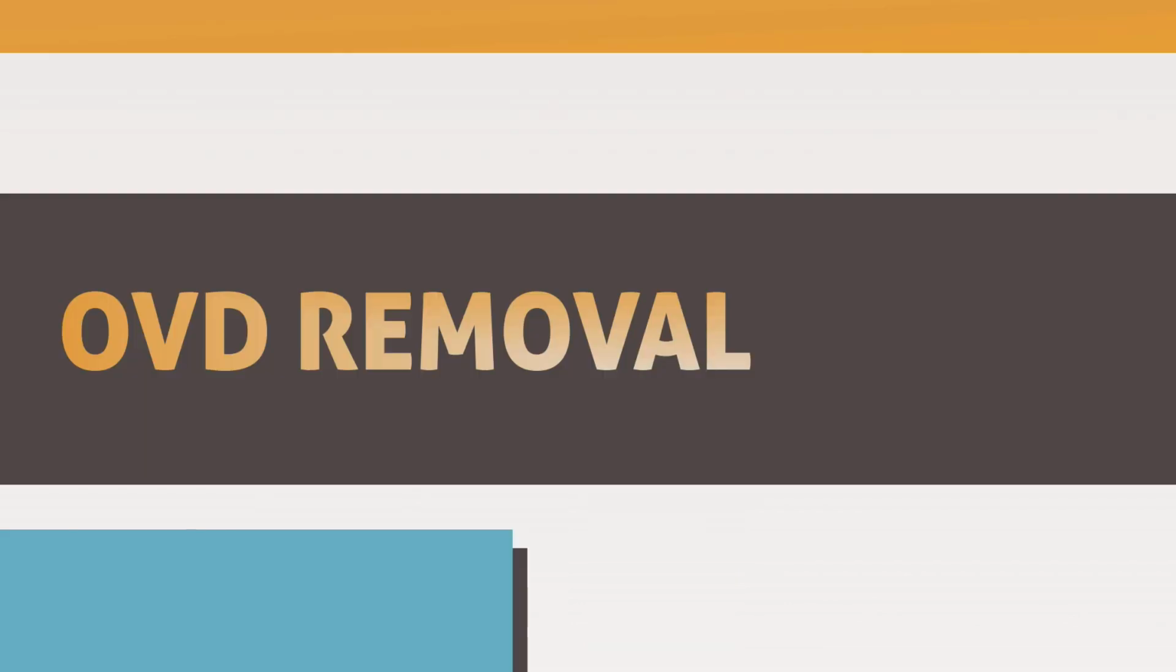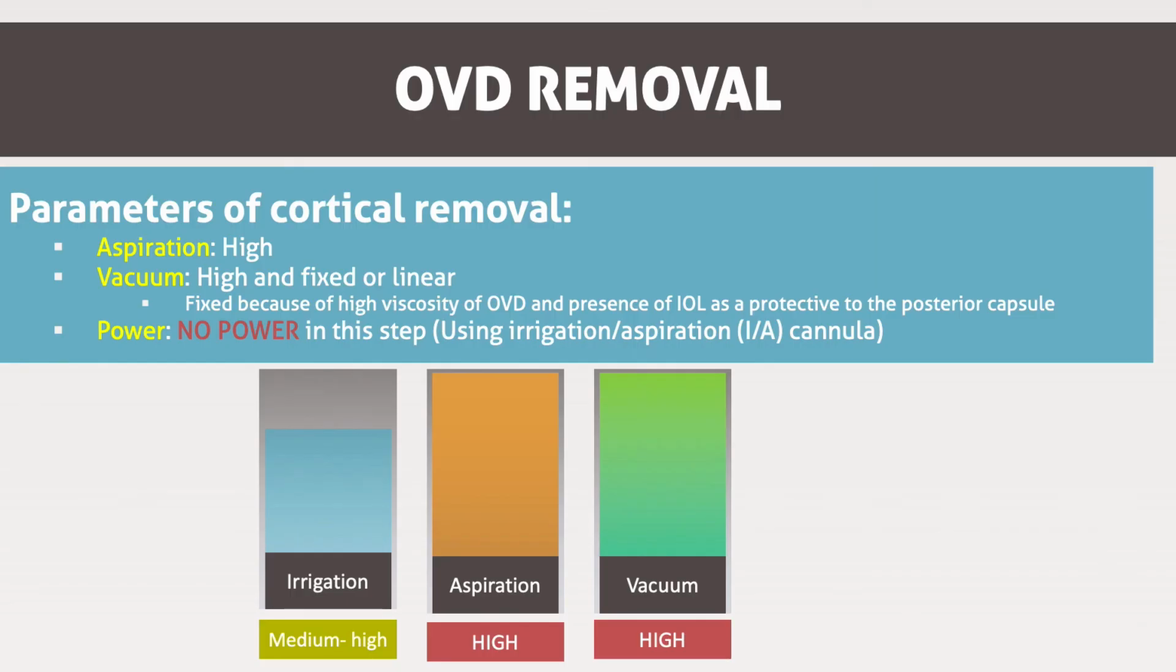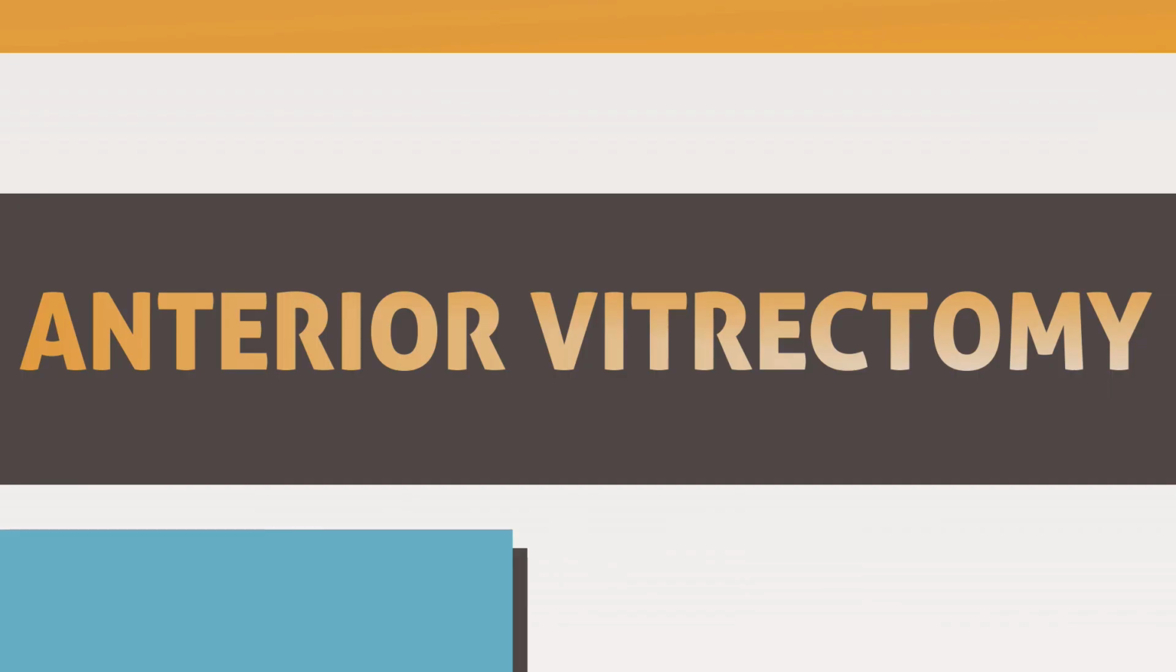OVD removal. Now we have the IOL in place, which works as a barrier between the IA tip and the posterior capsule. Because of this protection, we can increase the aspiration and vacuum for fast OVD removal. Irrigation should be medium to high, also to keep the chamber formed and to facilitate the flowing of OVD toward the phaco tip. The last point in this presentation is the anterior vitrectomy.